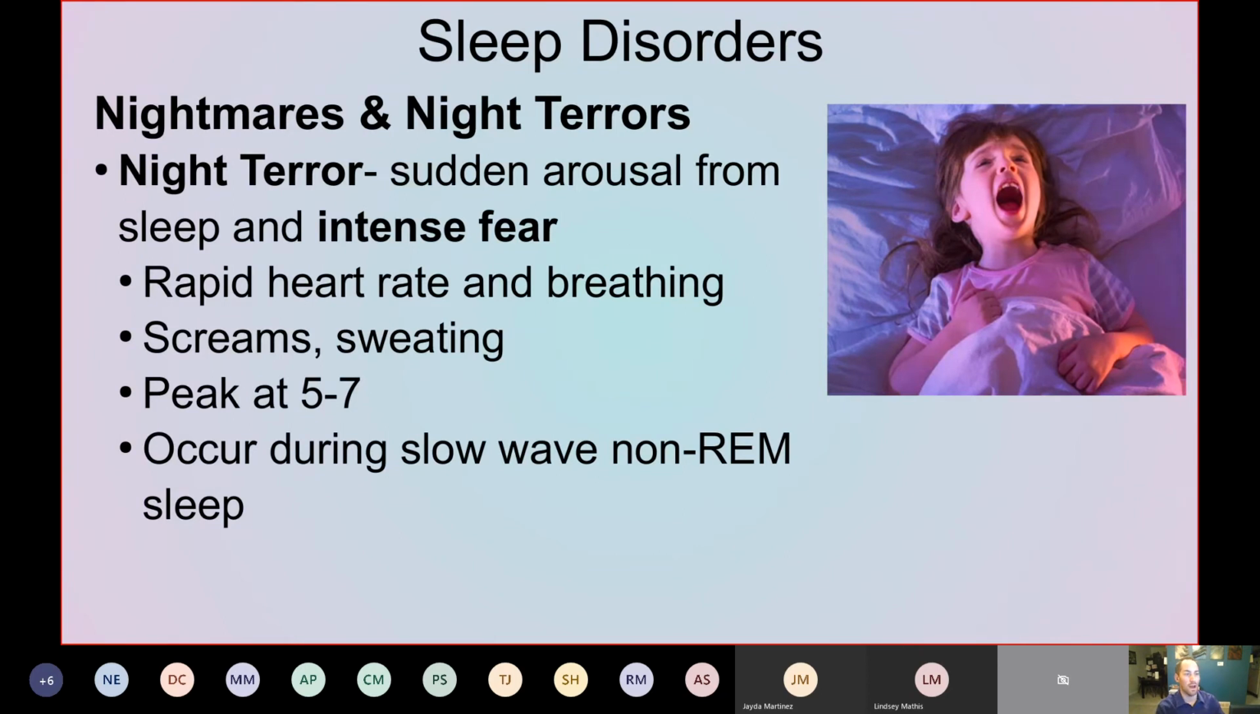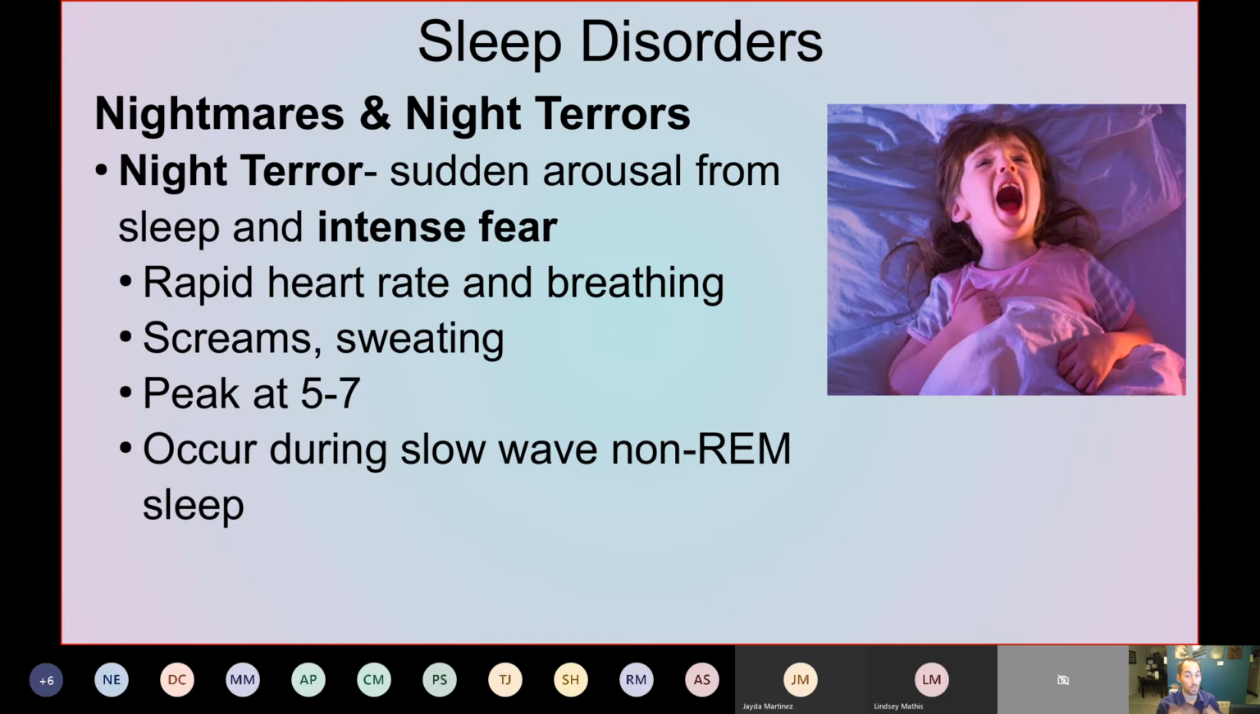So night terrors are very different from a nightmare. It's a sudden arousal from sleep and having a really intense fear. So usually people who wake up from a night terror, they have rapid heart rate, rapid breathing, they might be screaming, they might be sweating. It peaks in between the ages of 5 and 7, and it tends to occur during slow wave non-REM sleep. So like N1, N2, N3. N3 is the most common, and it doesn't seem to be tied to nightmares themselves.